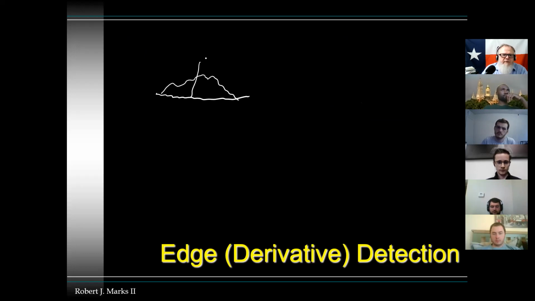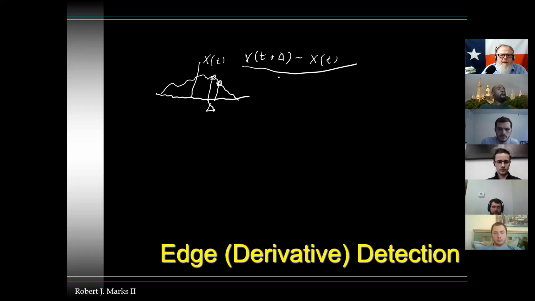If you want the derivative of this curve, this x of t, you take this point minus this point, and you divide by the separation, right? So it's x of t plus del minus x of t, divided by del. And you take the limit of that as del goes to 0, and you have the derivative, correct?